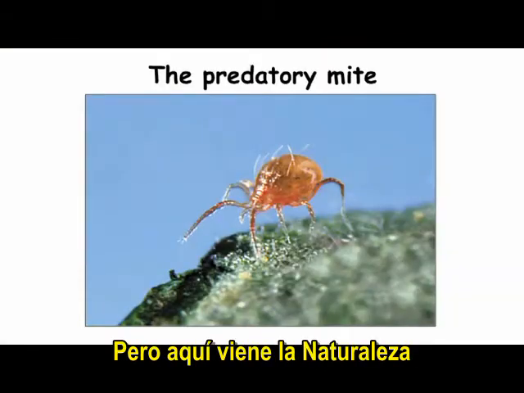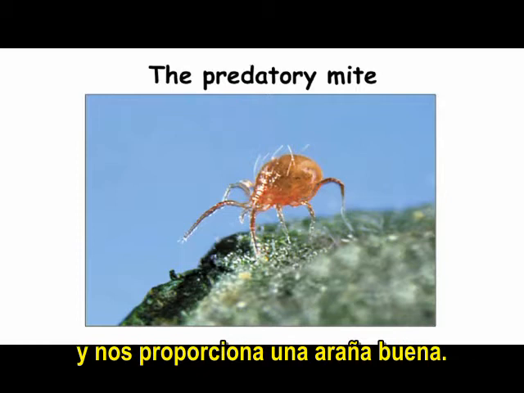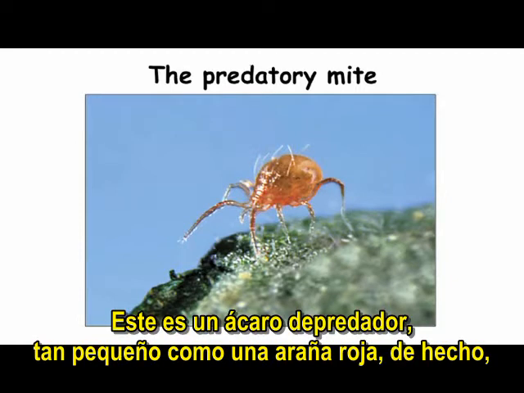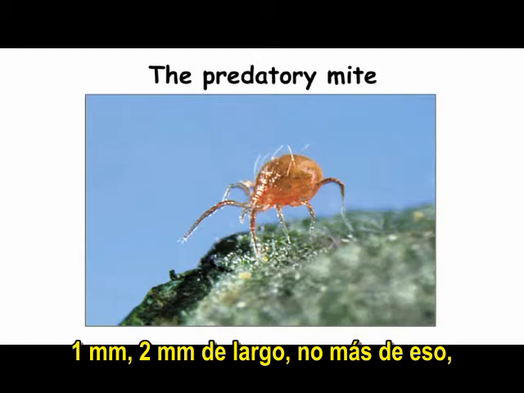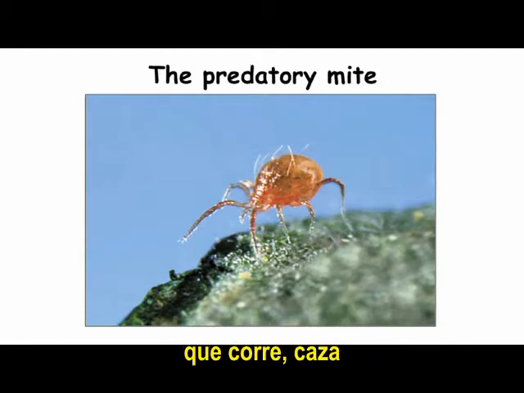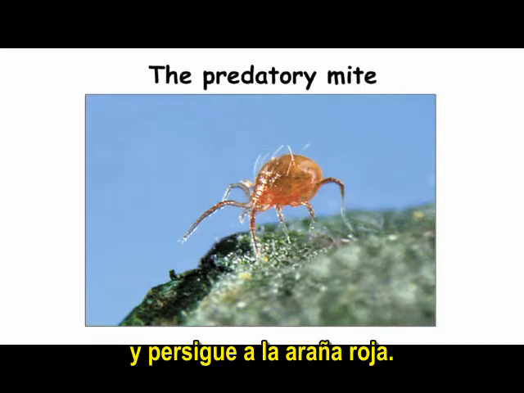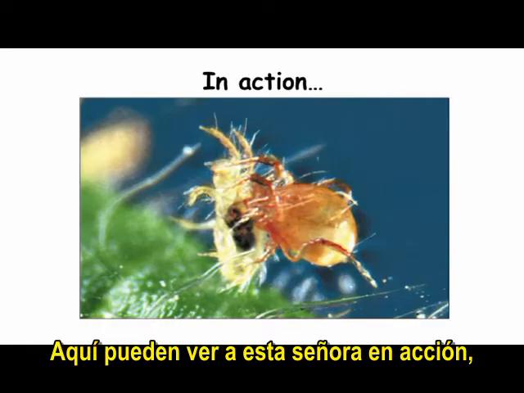They can literally turn from green to white because of the sucking, piercing mouth parts of those spiders. But here comes nature that provides us with a good spider. This is a predatory mite, just as small as the spider mite, by the way. 1 millimeter, 2 millimeters long, not more than that. Running quickly, hunting, chasing the spider mites. And here you can see this lady in action.